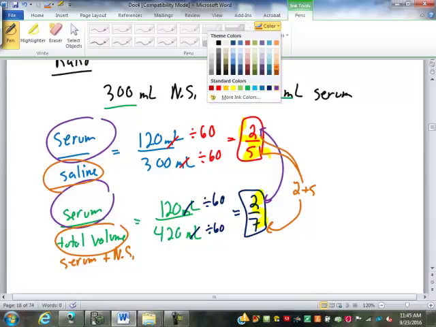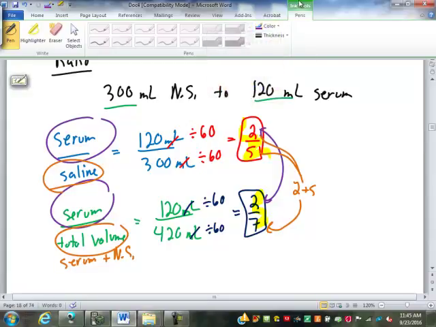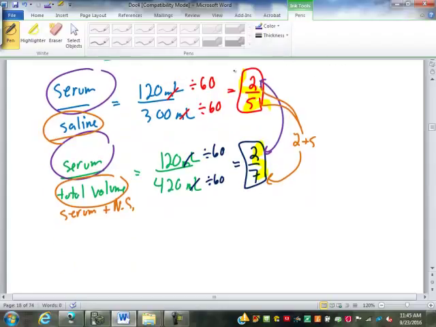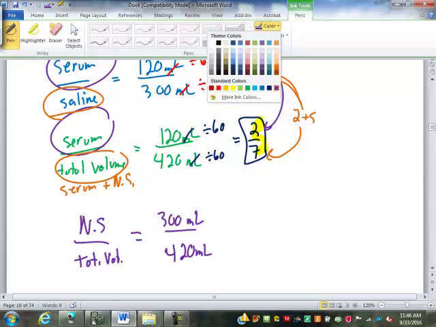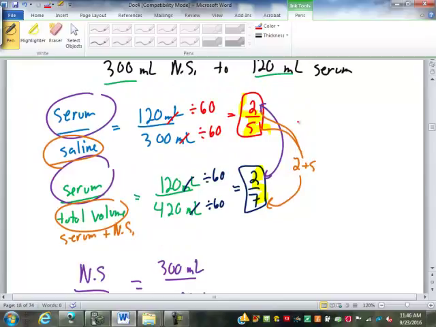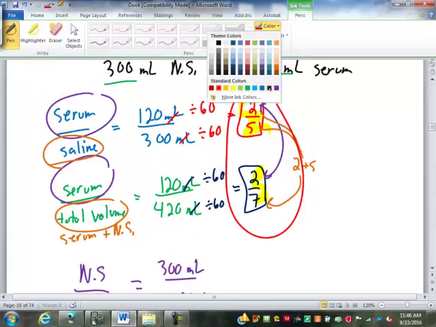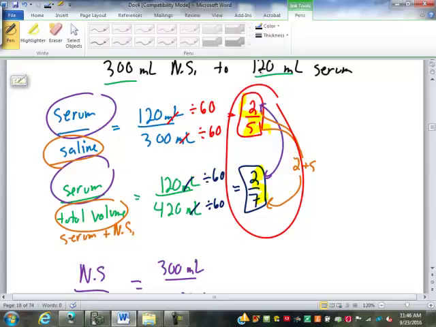So the other ratio we could have is the saline to total. Now, rather than listing out the actual volumes, we know saline would be 300 over the total of 420. But rather than reducing that, we can pick that ratio out of these other ratios. What number out of these two ratios, what number represents the saline?